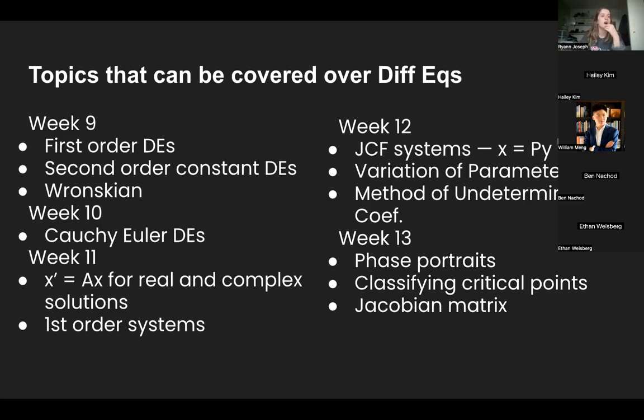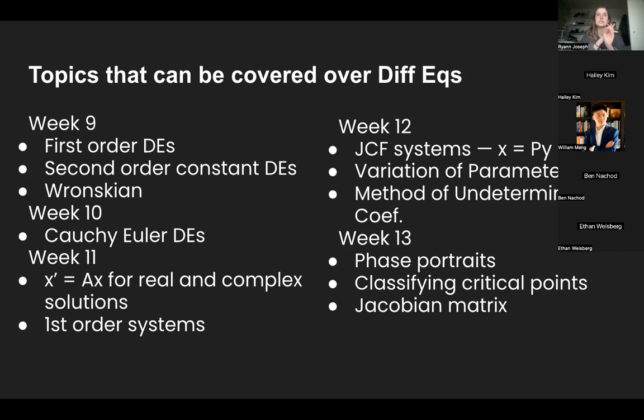Week 12, we now have non-diagonalizable systems. So we are utilizing the fact that x is equal to Py, where P is the matrix of vectors when you do a Jordan form of a matrix that's non-diagonalizable, as well as the two other main topics, variation of parameters and the method of undetermined coefficients. Those are both used for non-homogeneous systems.